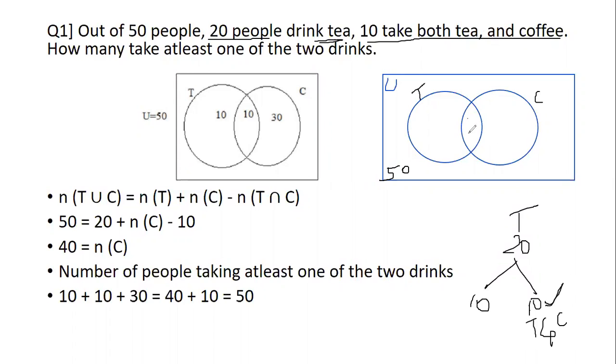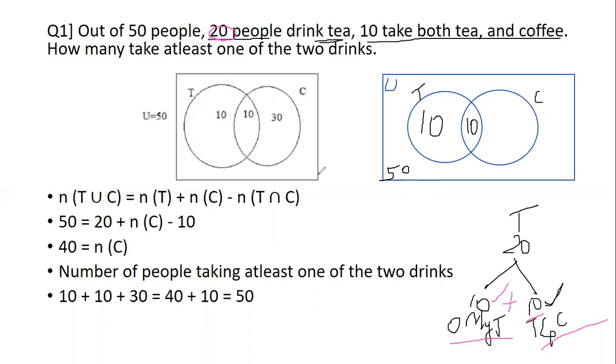So common, I am supposed to write in this intersection part. And then the left out 10 people drink only tea. Now, when I take tea as one set, I am supposed to consider only T, that is 10, plus 10 common people, and then only I will be able to say 20 people. Now, this was only for tea drinkers and common tea and coffee drinkers.